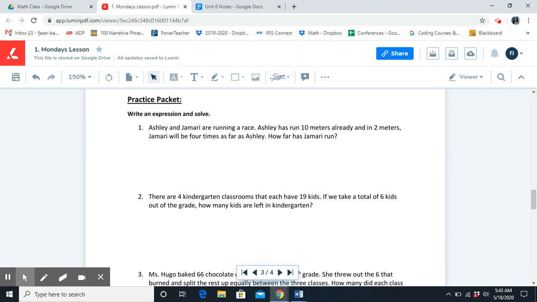Practice problem number 1. Going to write an expression and solve. Ashley and Jamari are running a race. Ashley has run 10 meters already, and in 2 meters, Jamari will be 4 times as far as Ashley. How far has Jamari run?